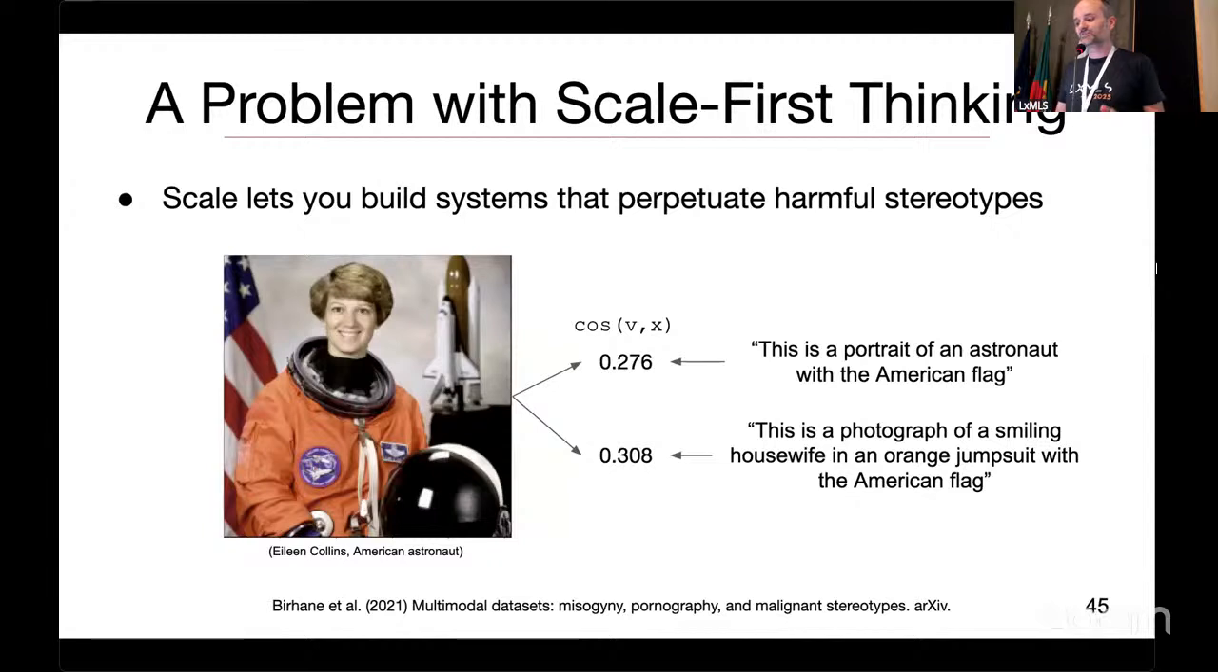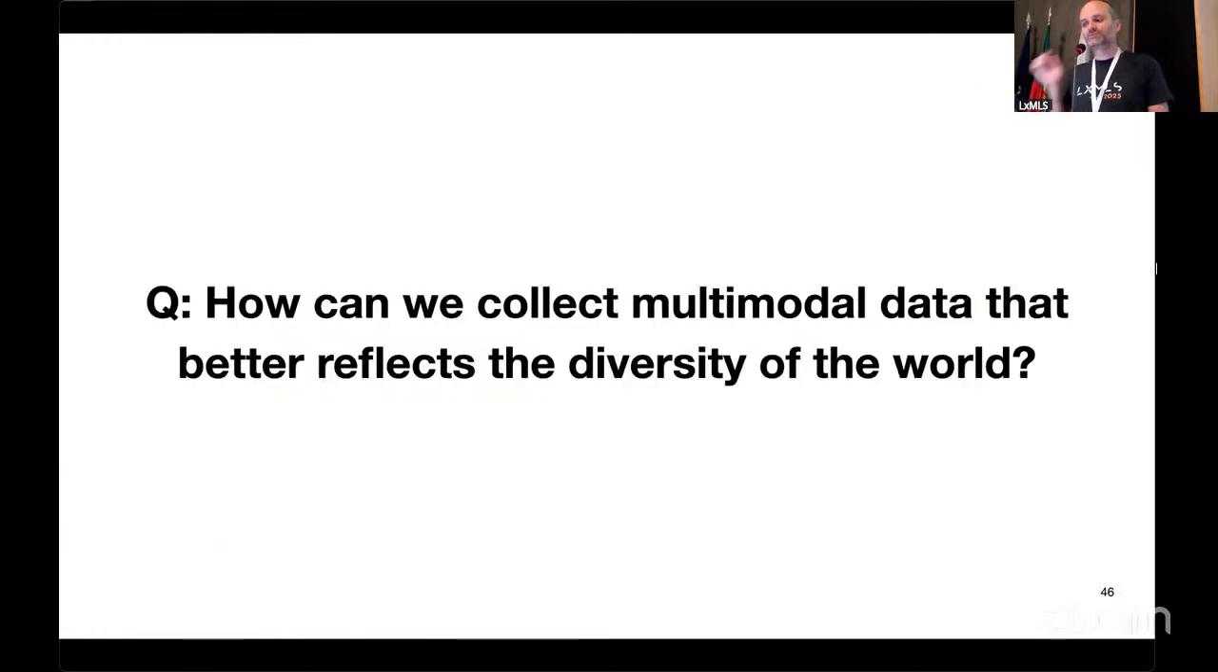And so I think that there's still a long, long way to go when we're trying to build vision and language multimodal systems that represent a good distribution about the world. And so this leads me onto the first reflection I have on a research project that we worked on in Copenhagen about how can we collect multimodal data that actually better reflects the diversity of the world.